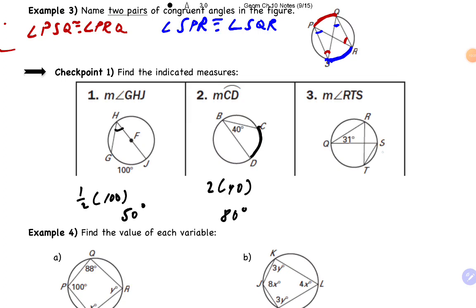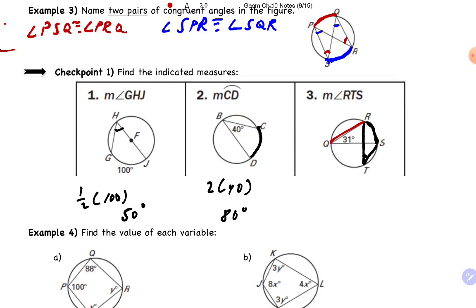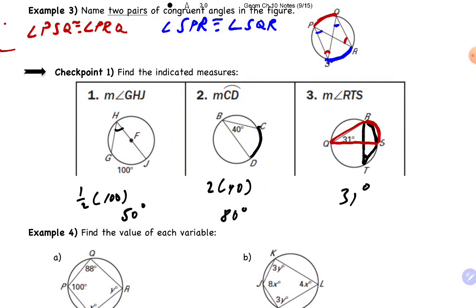Angle RTS. We're talking about this one here. Okay, so believe it or not, that 31 degrees is the same arc, because if you look here, there's that arc, this piece. And if I draw the other angle, that's the same arc. So they are both the same angle, 31 degrees.